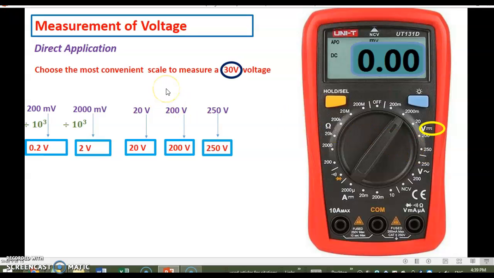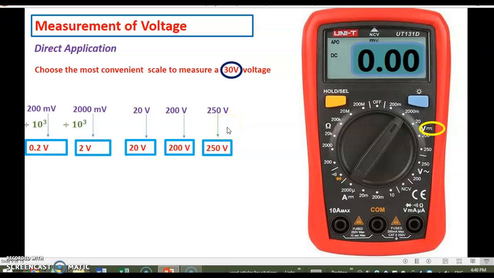Now, of course, to be able to determine the convenient scale, we have to convert it to the same unit of the measured voltage. The measured voltage is in volts, so now we need to convert millivolts to volts. In order to convert from millivolt to volt, we have to divide by 1000 or divide by 10 power 3. It's 0.2 volts. 2000 millivolts divided by 1000, 2 volts. And why is it 2 volts? Because dividing by 10 power 3 means moving the decimal point backwards by 3 digits. So it's 1, 2, 3, 2 volts. 20 volts, 200 volts are already given in volts, and 250 volts.